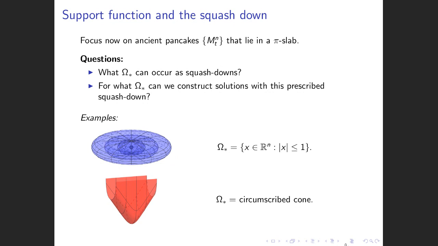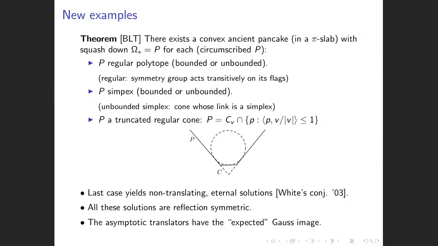Right. So what are the results that we have here? We were able to construct a convex ancient pancake that's always in a slab of width pi, with squash down omega star equals P for the following P's. All the P's have to be circumscribed, meaning there's a unit sphere inscribed in them. So we can do P being any regular polytope. This is in any dimension.